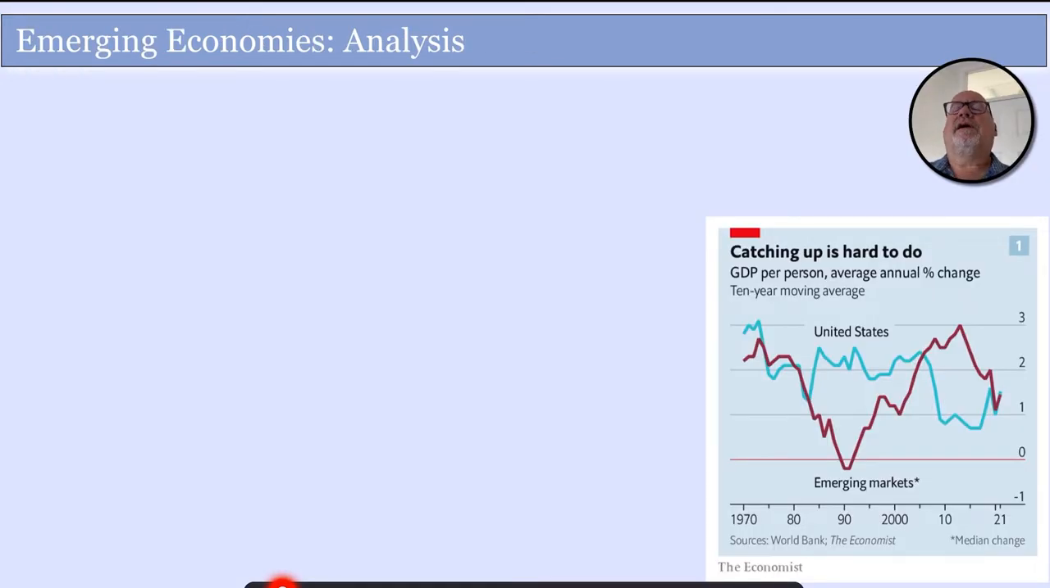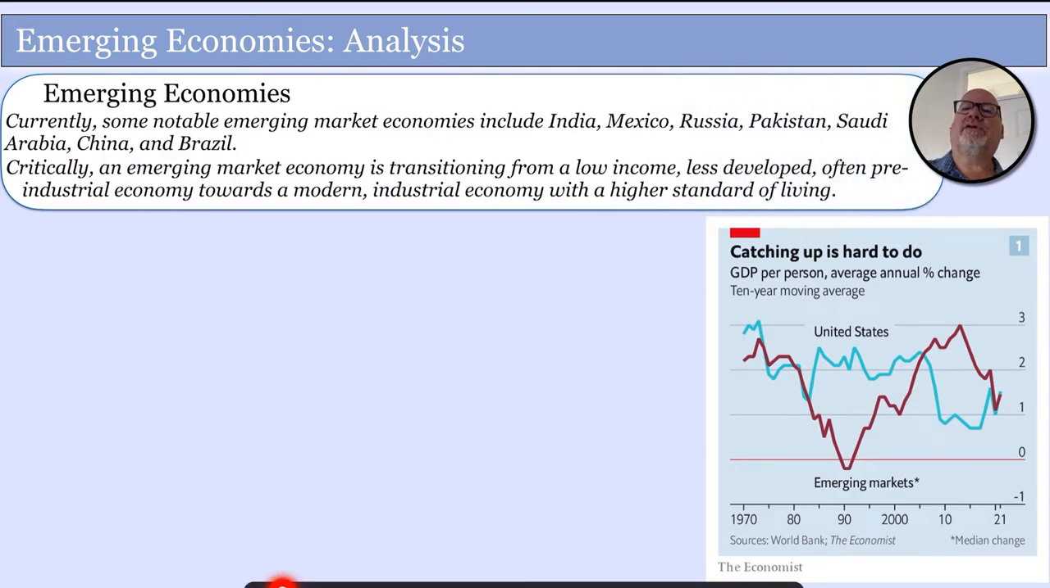Okay, second point, emerging economies. So remember, an emerging economy is a very low income, less developed, pre-industrial.